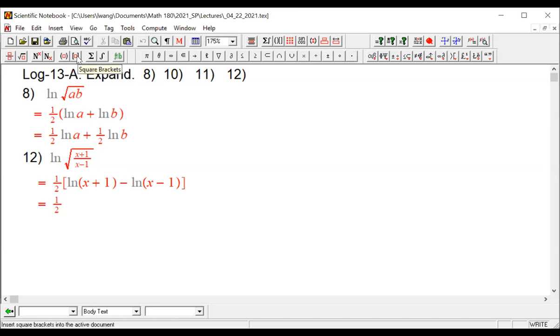Right? So you have ln(x + 1) minus half ln(x - 1). At this point, you're finished. You're done. But isn't it so tempting for some of our students to do the following?